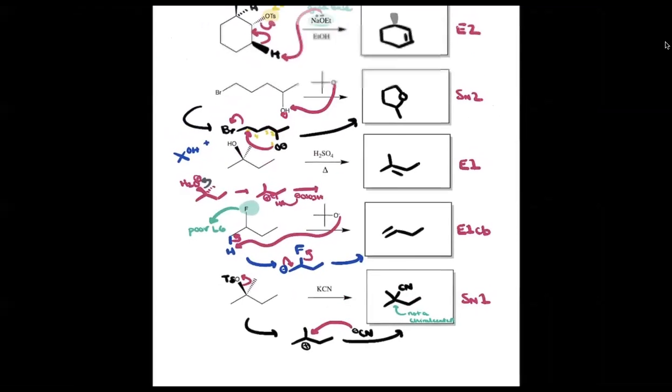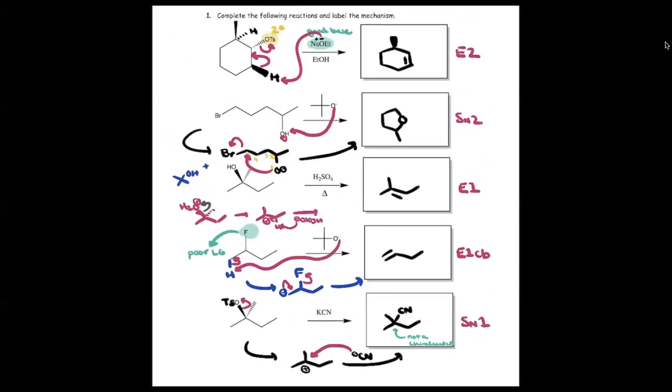Cool. All right, any questions on this whole page? Can you talk about why the secondary OTAS is important in the first one? So the reason why it's important there is because if it were primary, a smaller base like sodium ethoxide could potentially do an SN2 instead.